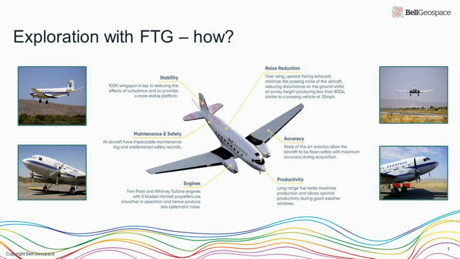How do we do FTG? We acquire data on a Basler BT-67. We own 3 of these, and some of you may recognize this aircraft as the DC-3, and you would be right. It's a reconditioned and upgraded version of the DC-3. It's got modern avionics, it's got twin engines, and it's got long-range fuel tanks, meaning that we've got fantastic productivity. The benefit of having the very long wingspan means that we can fly low and slow and maintain incredible stability while it's in acquisition mode, returning with some fantastic high-quality data.